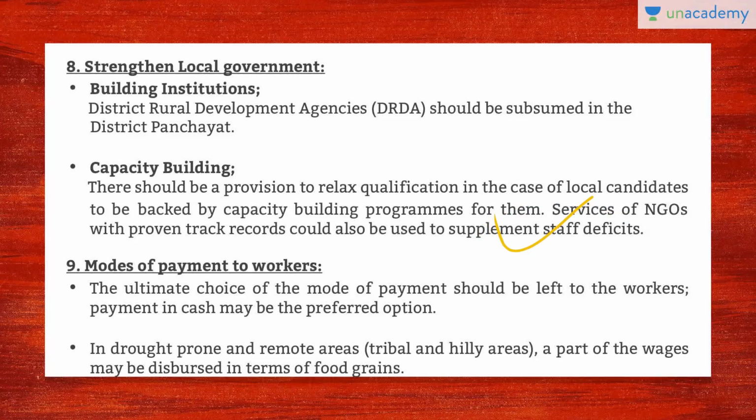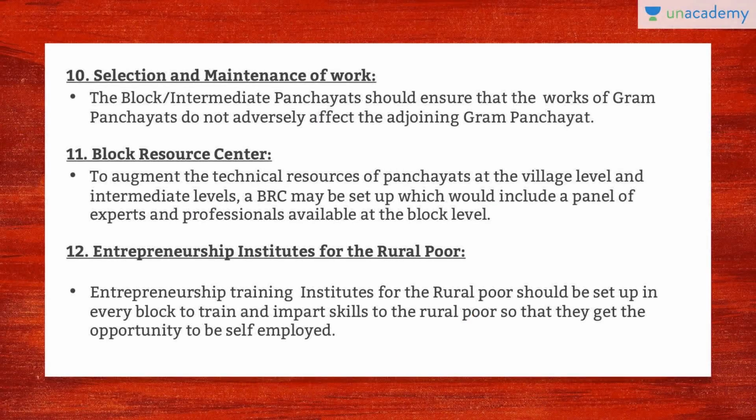The ninth point is mode of payment to workers. So the ultimate mode should be left to the workers, whether they prefer cash or directly in the account. And in drought-prone and remote areas, which are tribal and hilly areas, a part of the wages can be distributed in terms of food grains as well, because they will eventually buy food grains only. The 10th point is selection and maintenance of work. So when the work is done, the block and panchayat should ensure that the works of a gram panchayat do not adversely affect the neighboring gram panchayat.